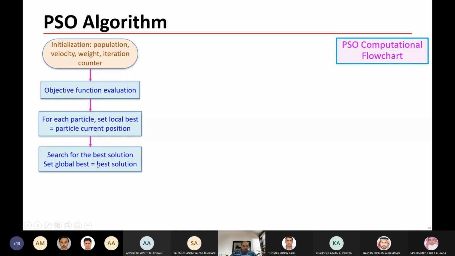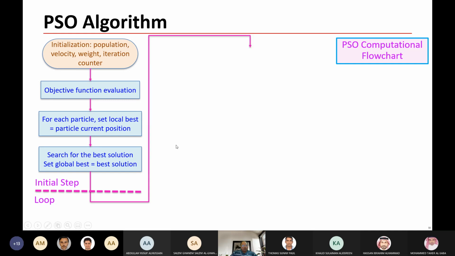It's only one solution. So for each solution, you have its local best and you have the global best here. This is the initialization step, and then we will go to the loop.